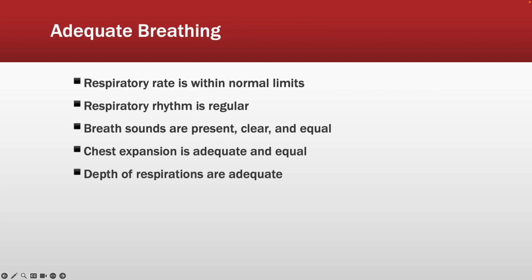It's going to be very important that we're able to recognize adequate versus inadequate breathing. First we need to know what's normal before we can realize what is abnormal, right? So with adequate breathing, the respiratory rate is within normal limits, which we know to be between 12 and 20 for a healthy adult.